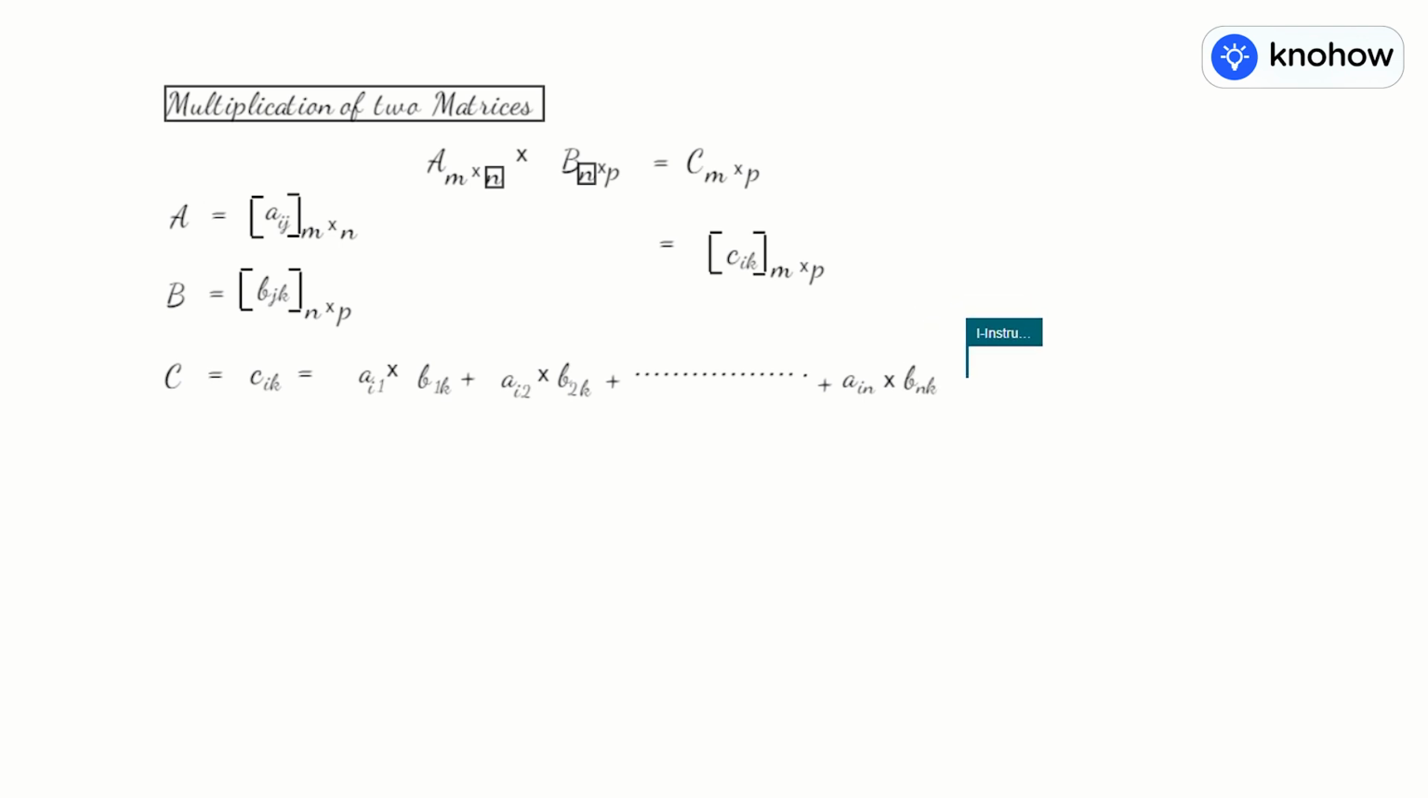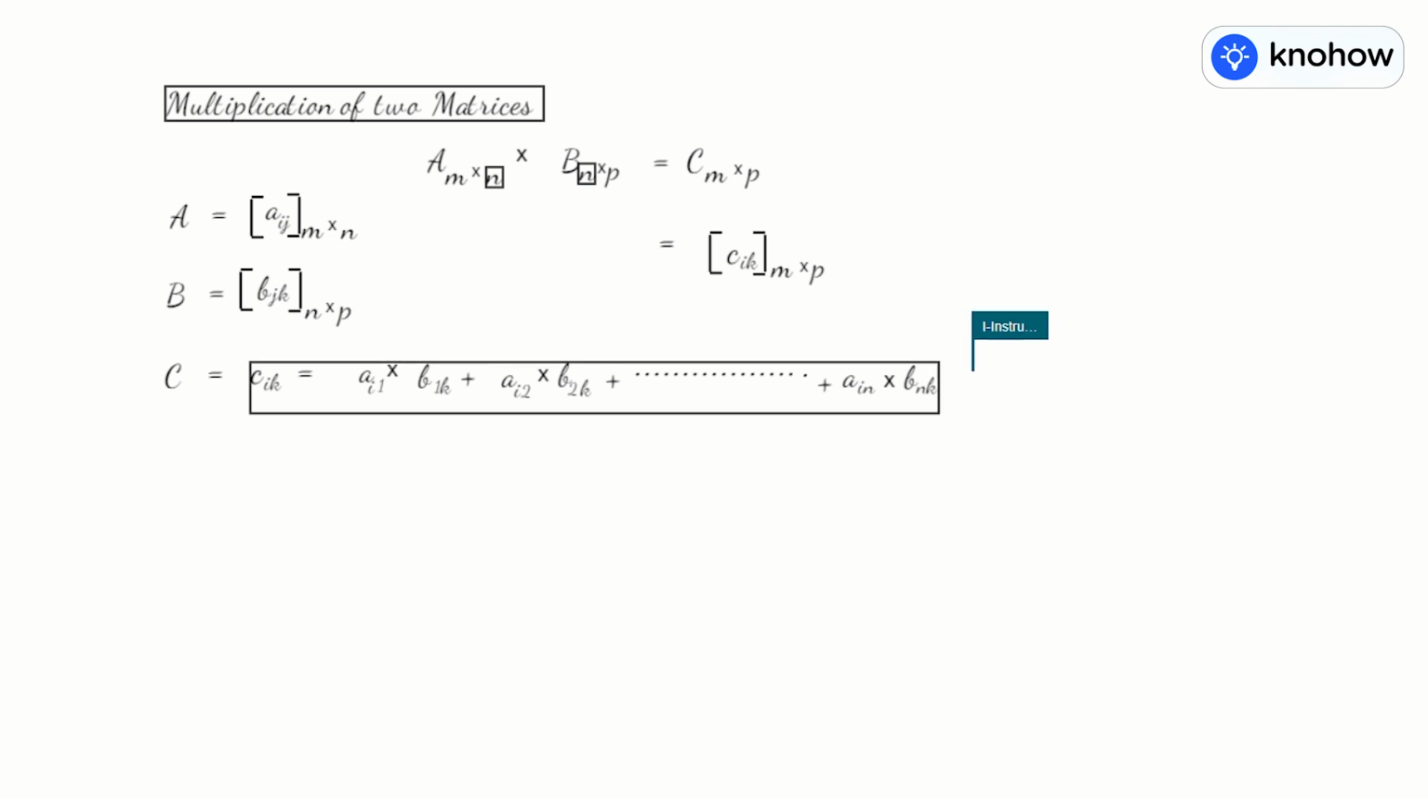Ain into Bnk. What do you mean by this? That cik is obtained as the sum of the products of elements of ith row of matrix A respectively with the elements of kth column of B. It will be clear how to find the multiplication of 2 matrices, product of 2 matrices, with the help of an example. Now let me take an example.